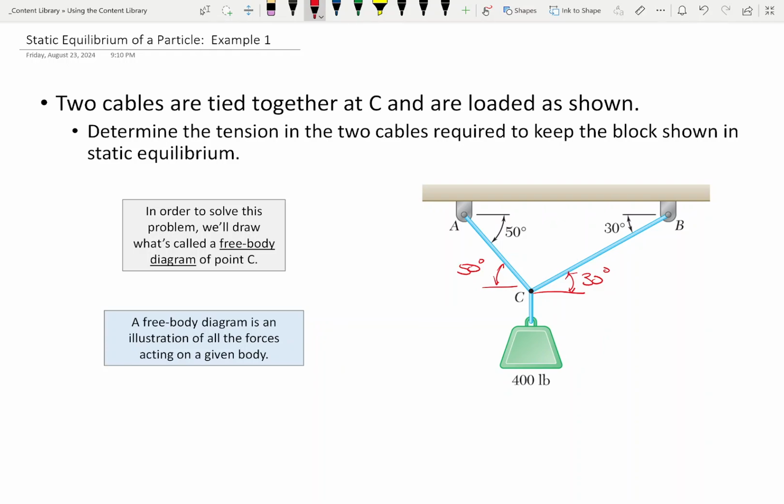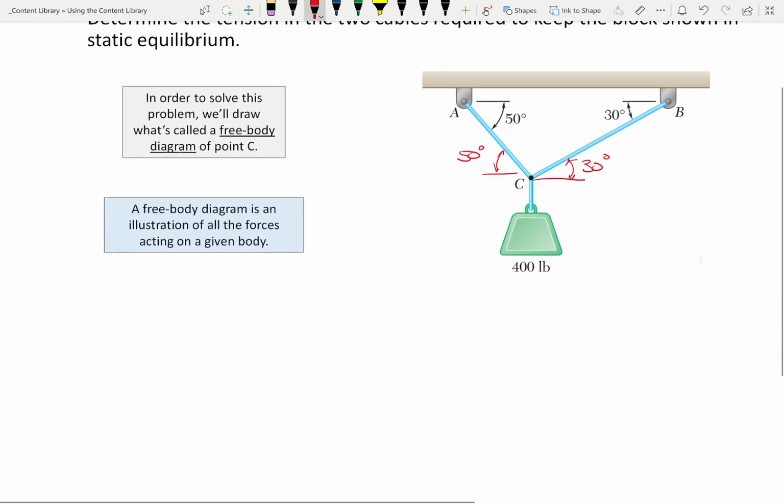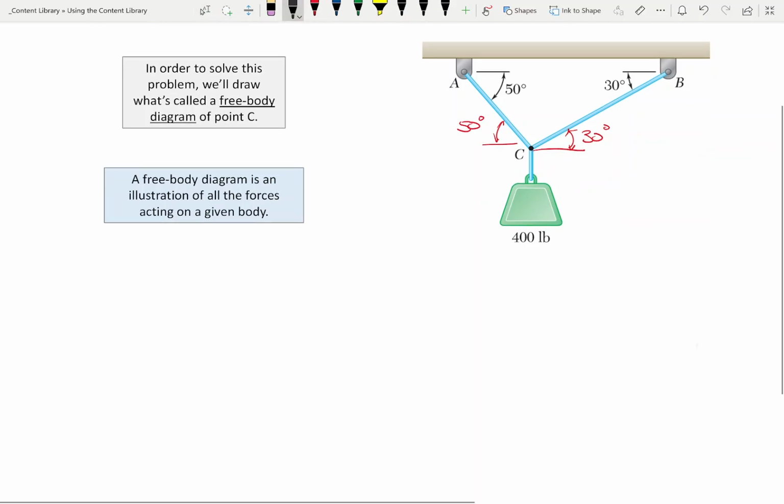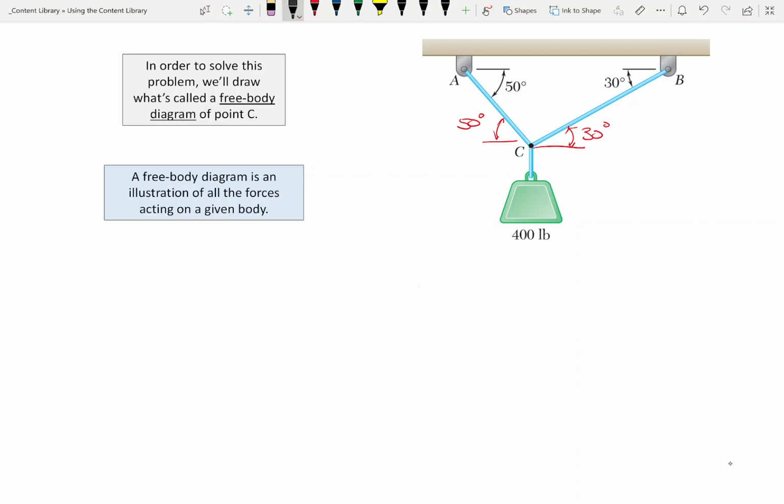Okay. So there is a name for this diagram. It is called a free body diagram. A free body diagram illustrates all the forces acting on a given body. I imagine you might have heard that term in physics. So that's kind of what that is if you haven't heard that before. Okay. So let's draw a free body diagram. And what I'm going to do is I'm going to draw the free body diagram over here.